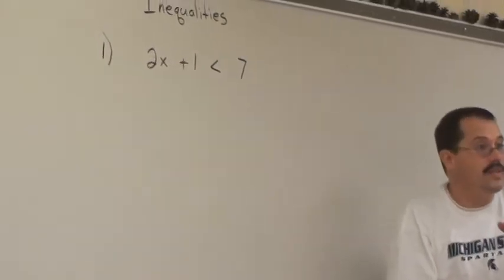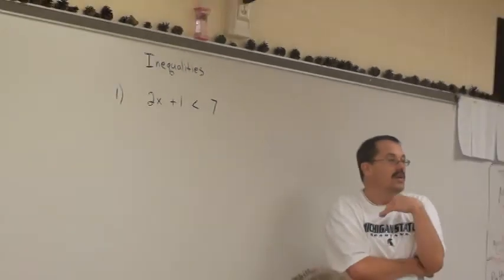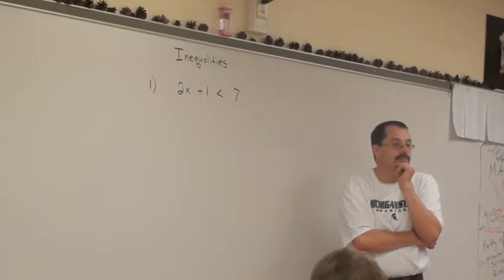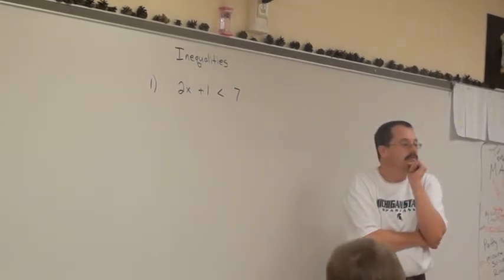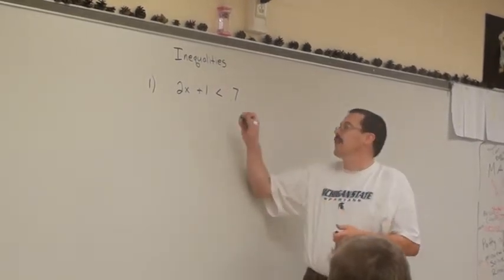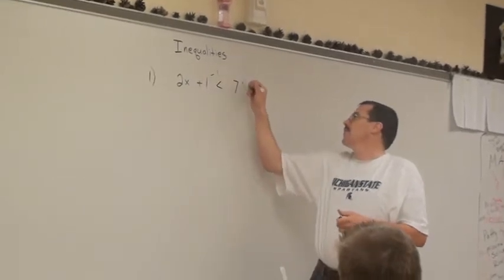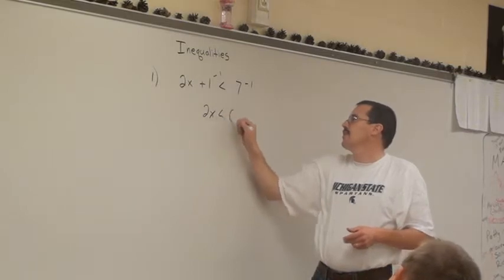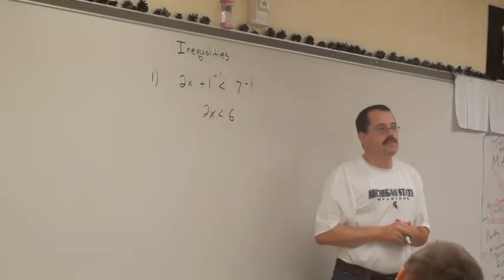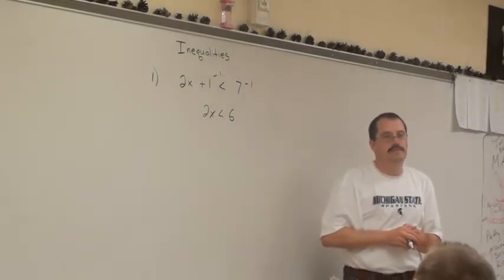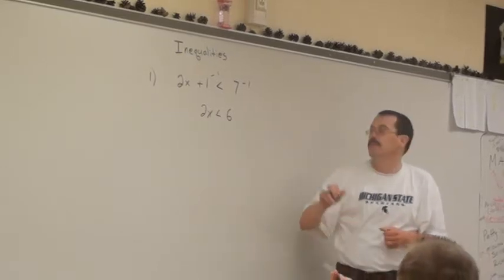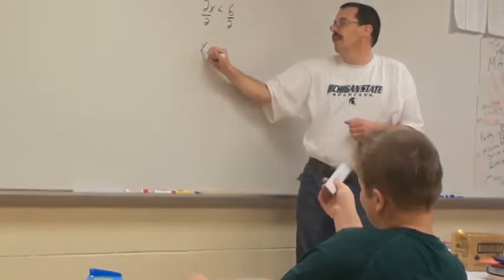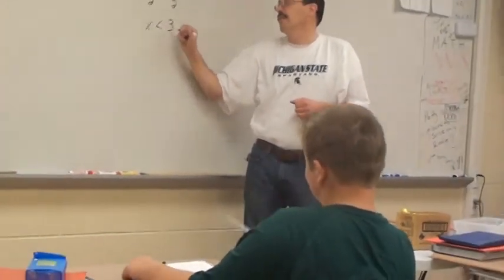Okay, now if there was an equal sign there, stop. If there was an equal sign, what would you do first to solve that equation? You would subtract 1. Subtract 1, so let's do that. Subtract 1, subtract 1. So now we have 2x is less than 6. Okay, somebody else? What would we do next? We have to divide by 2, right? Right, good job. Divide both sides by 2. And we get x is less than 3.